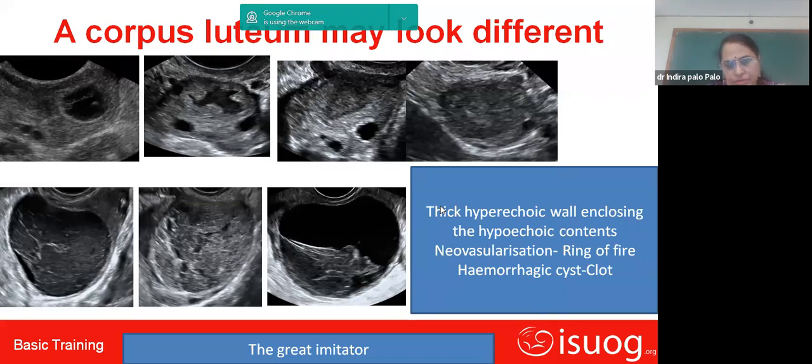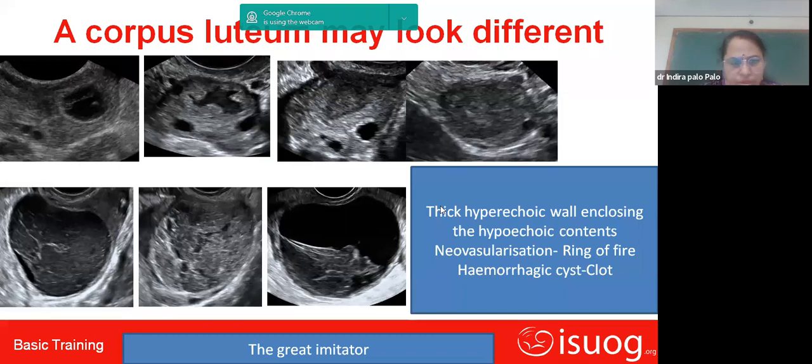After 24 hours of ovulation, there may be neovascularization and a ring of fire around the corpus luteum, which may be confused with ectopic pregnancy. During ovulation, some amount of bleeding occurs into the corpus luteum, but that actually gets absorbed over time. If there is a large amount of bleeding inside the corpus luteum, it may present as a hemorrhagic cyst, and there will be a lot of clot present inside the corpus luteum cyst.